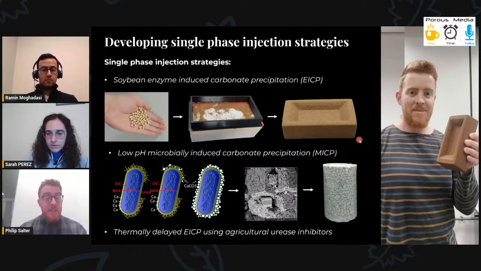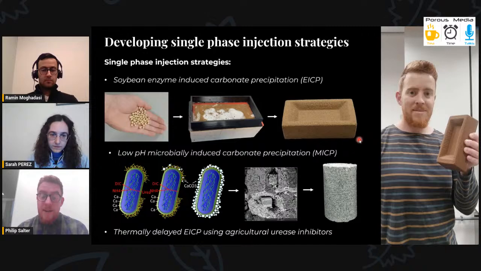So the first of these is soybean enzyme-induced carbonate precipitation, where we take advantage of the naturally lower pH of soybeans, which delays the crystallization reaction by 2 to 4 hours. The second is low pH microbially induced carbonate precipitation, which follows a similar mechanism, but requires an additional acid. Typically, we use acetic acid due to its high buffer capacity, which also delays the onset of crystallization. And thirdly, delayed EICP using agricultural urease inhibitors.